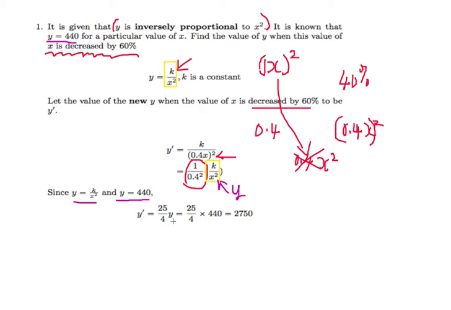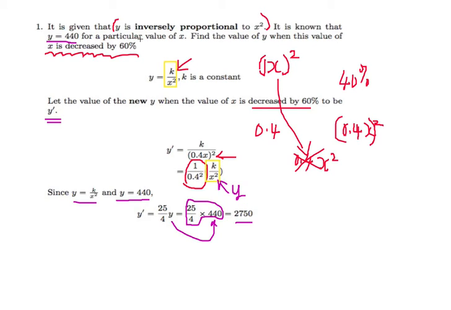we can find the value of y when this value of x is decreased by 60%. So it is no longer 440 like before. This new y, this is y prime that I've stated here. This new y or y prime equals 2750. I hope this working is clear. They say find the value, which means they want a specific integer value when x is decreased by 60%. So they want to solve for the new y value, not the 440.